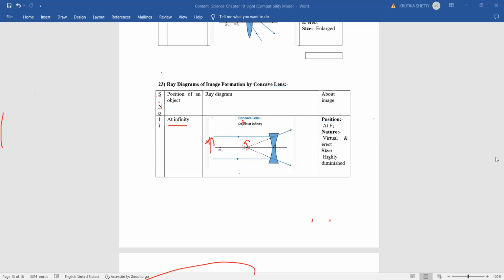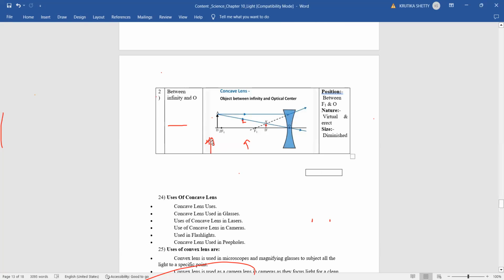Next, the second type. It is beyond 2f. One ray we have to draw parallel to the principal axis. After passing through the lens, this ray moves in the upward direction. And you have to show one more ray. You need to extend this ray in the backward direction. It will pass through f.